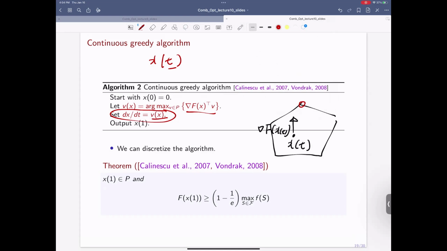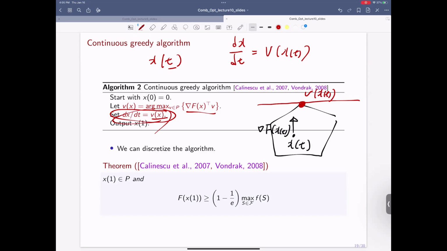So you take this solution V, okay? And let's say this is the direction V. And using that, you are changing your solution based on this. So dx/dt is V of x(t). So the rate of change at t is given by V of x of t. Okay. Let me stop here.